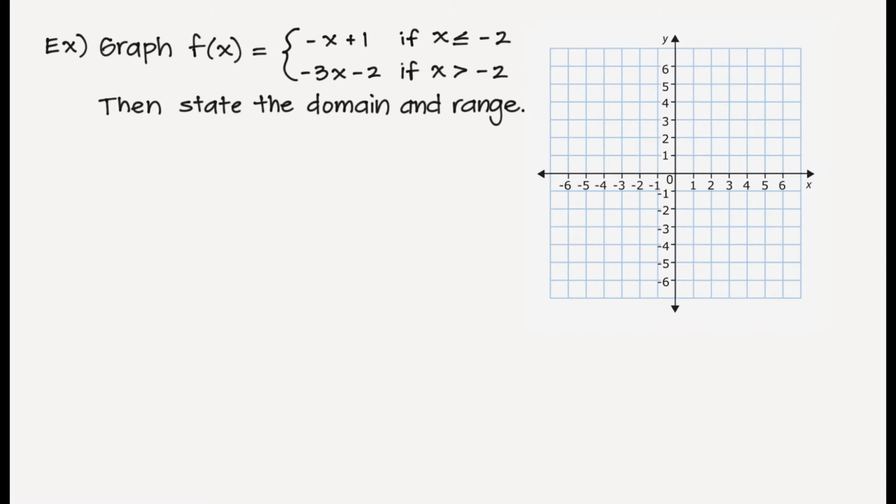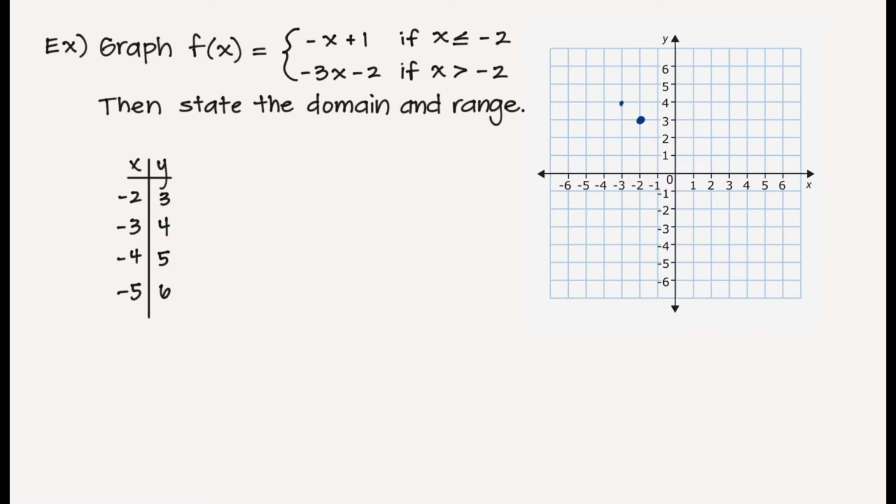plus 1 if x is less than or equal to negative 2, and negative 3x minus 2 if x is greater than negative 2. Then we will state the domain and the range. So let's start by picking x values that are less than or equal to negative 2. And then we're going to plug it into negative x plus 1. So negative 2 plus 1 is 3. Negative 3 plus 1 is 4. Negative 4 plus 1 is 5. And negative 5 plus 1 is 6.